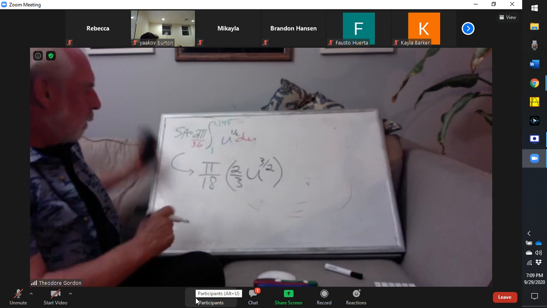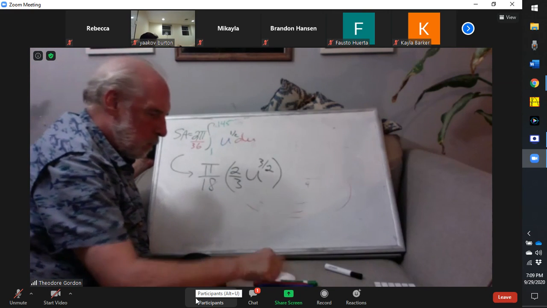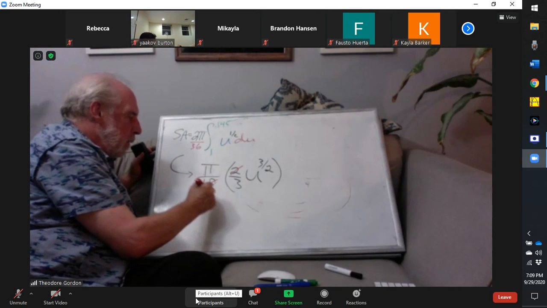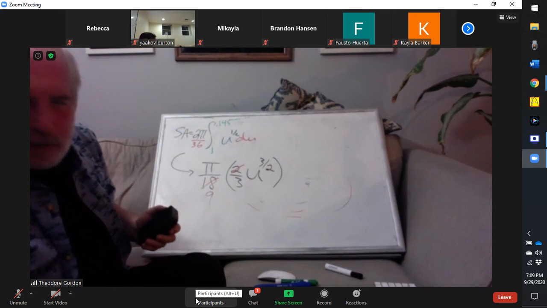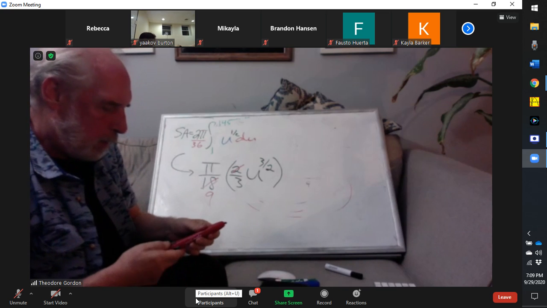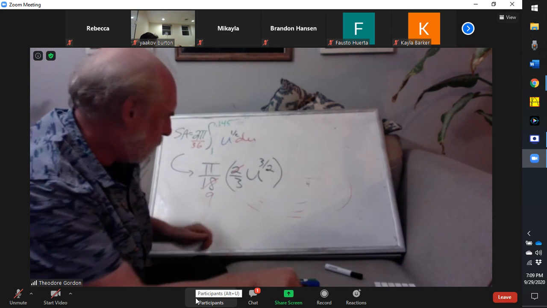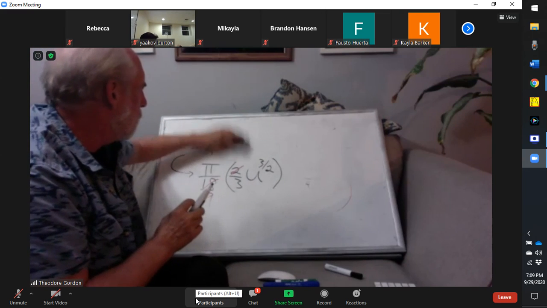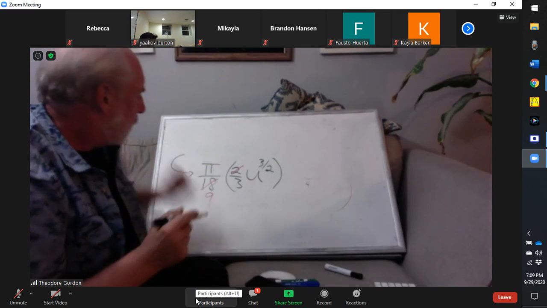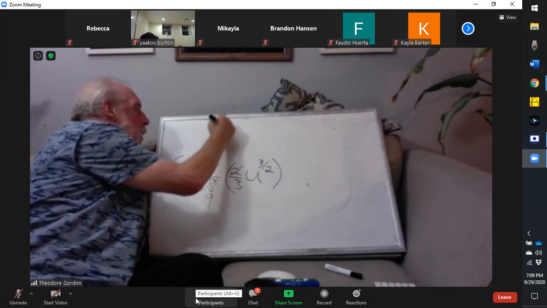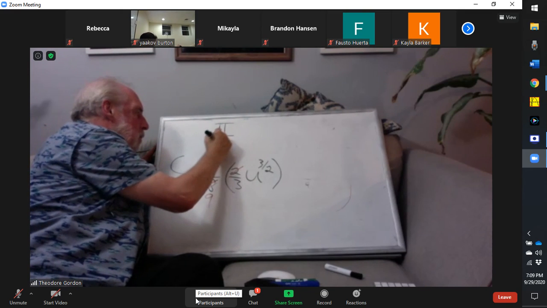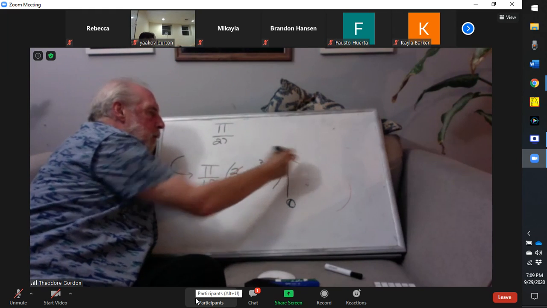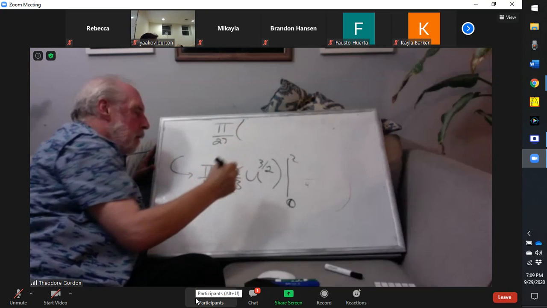And let's see, so this 2 comes down here. That turns that into a 9. It cancels out. So here's what we have when we're all done. So we get pi over 27, and we're going from 0 to 2. So we put these numbers in here.